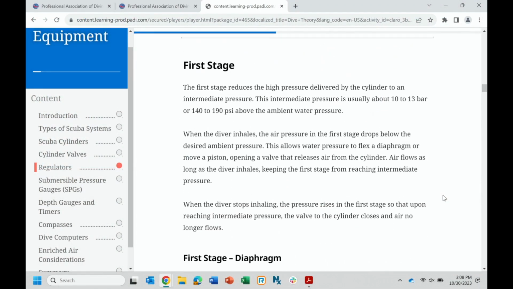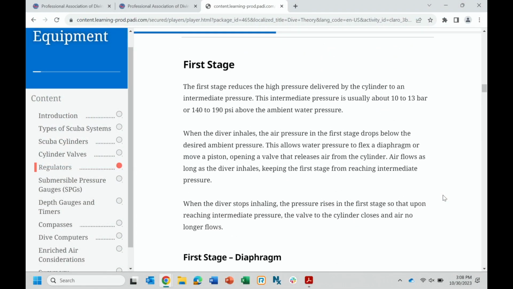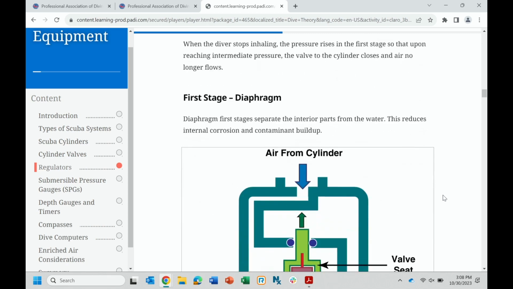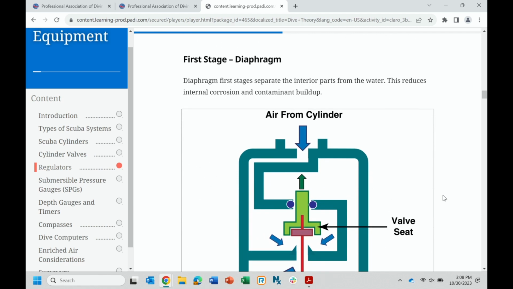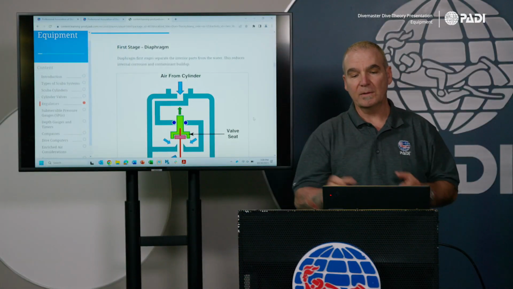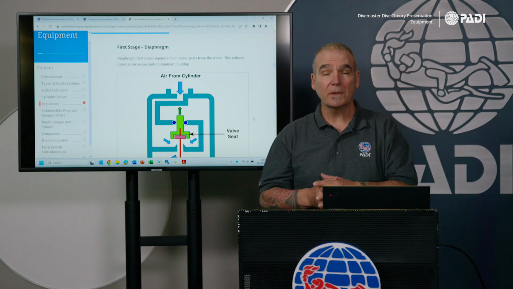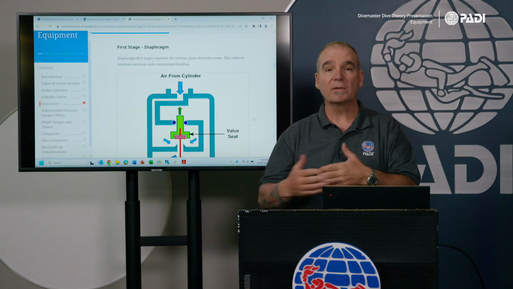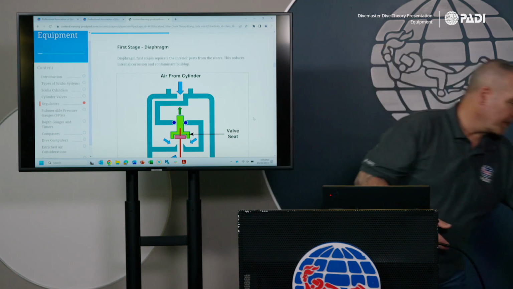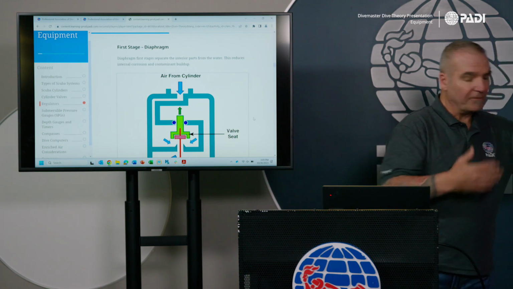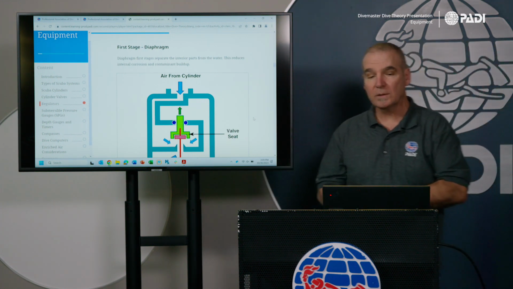And then, of course, we've got the stages in the regulator. If you want to talk about the first stage, you've got different models. The one that I just showed you is a diaphragm model, so you'll be able to discuss this with the diaphragm. Diaphragm models are nice in case of colder water because there is no contact with the water. So they function really well in colder environments.